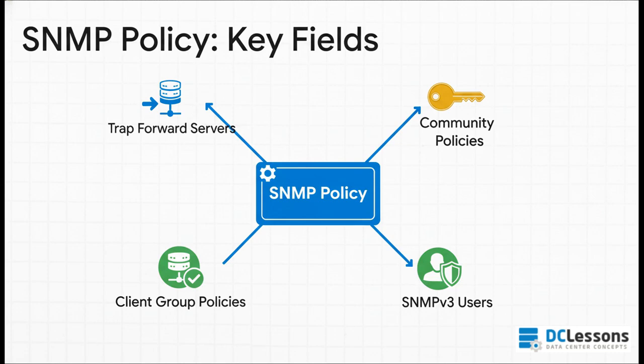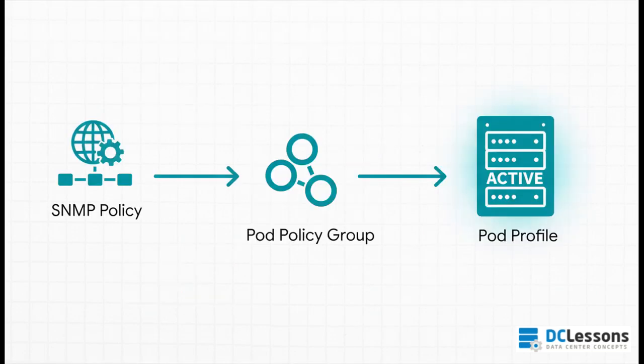And this is super important. Under Client Group Policies, you create a whitelist. You put in the IP addresses of your monitoring servers, and that ensures only authorized systems can query your fabric. Now, here's a classic ACI thing to remember. Just creating the policy doesn't actually do anything. To bring it to life, you have to attach it to something called a pod policy group, which itself gets applied to a pod profile. It's ACI's way of connecting an abstract rule to the real physical hardware in your data center.